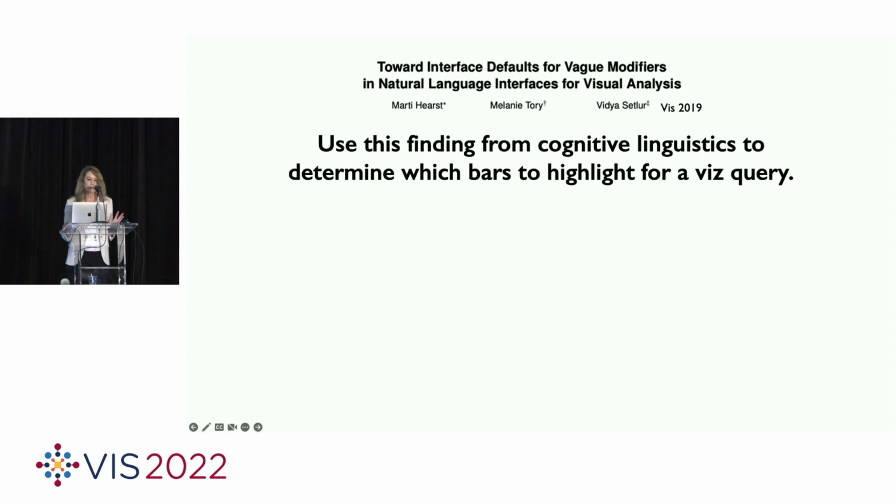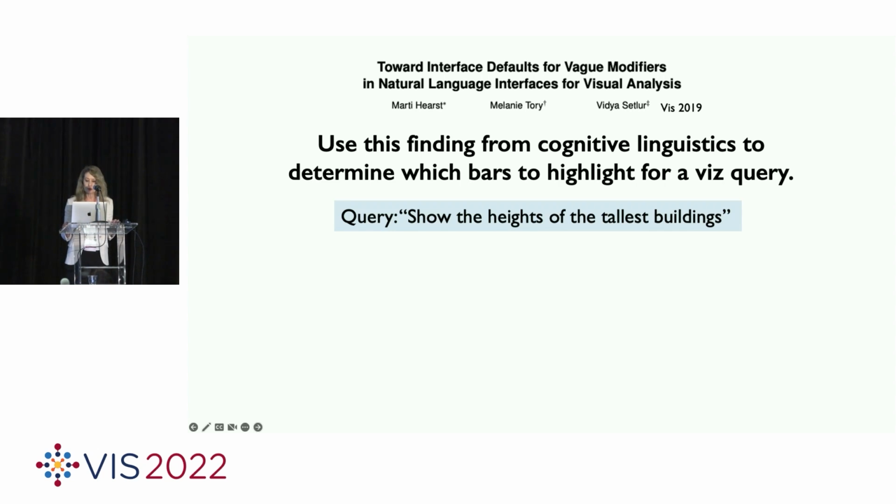So now we can use this finding from cognitive linguistics and apply it to Vis, for example, to determine which bars to highlight for a query. When I visited Tableau Research a few years ago, my colleagues and I were interested in how to handle vague modifiers like tall for the Ask Data system. So we used this finding for this kind of question, show the heights of the tallest buildings.